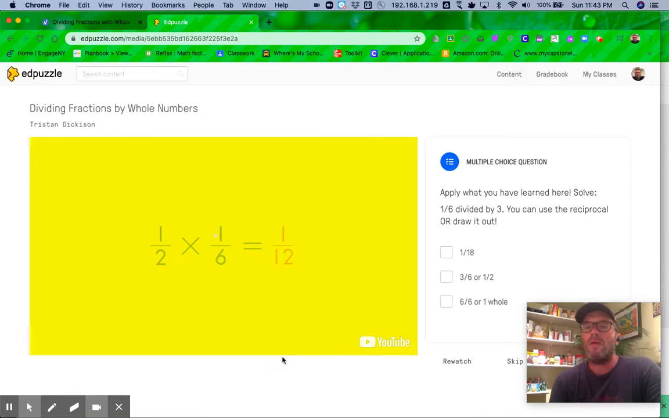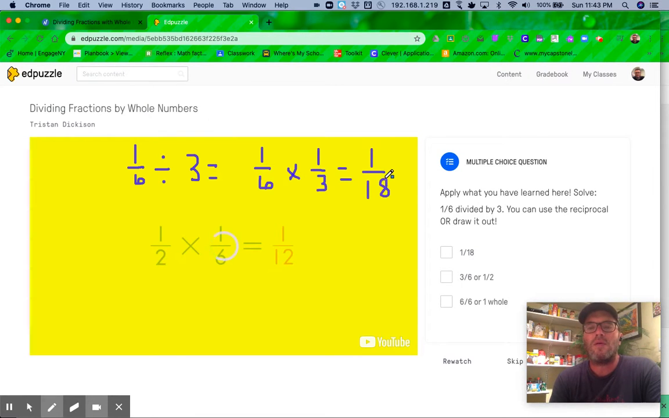Okay. Let's try this one together. 1/6 divided by 3. Let's use the reciprocal. Let's do 1/6 times 1/3. And what do we get? 1/18.